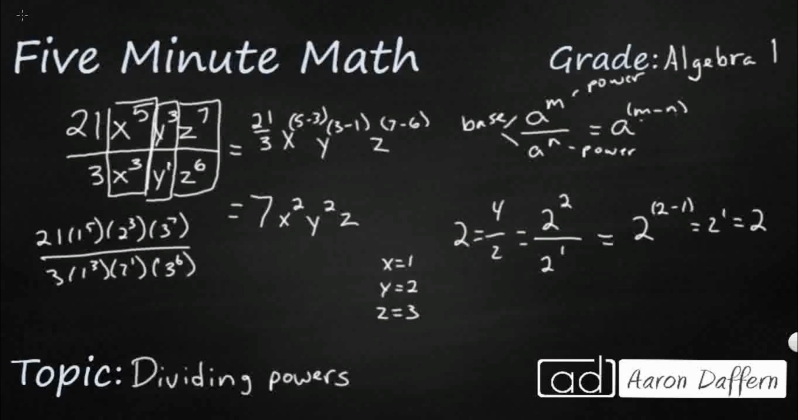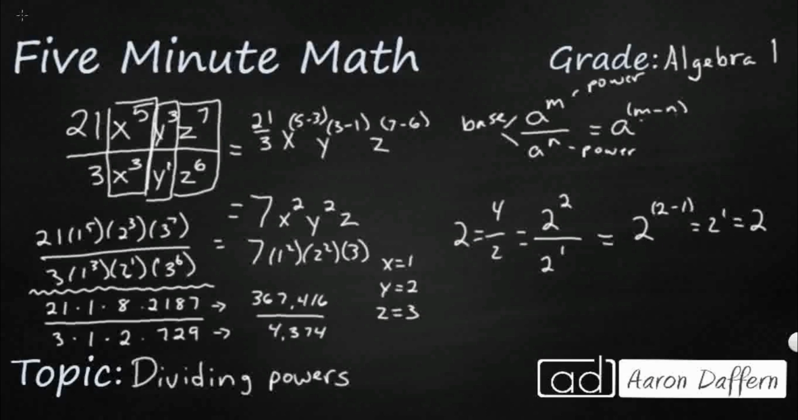So that's all of that with some substitution. All of that should equal what I just did right here: 7, and then x is 1 to the 2nd, y is 2 to the 2nd, times 3. If those two are equal, we're good to go. Obviously, we're going to need to open up our calculator, so let's see what that looks like.